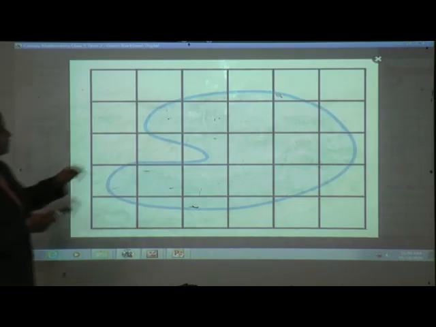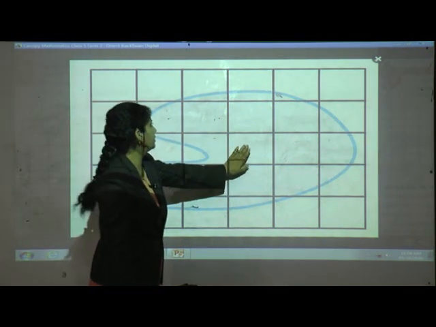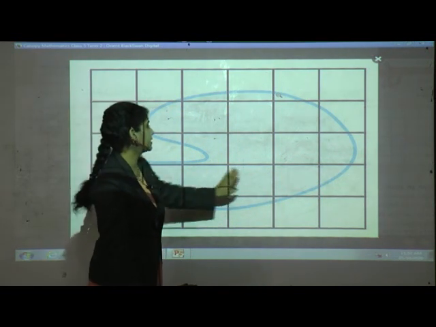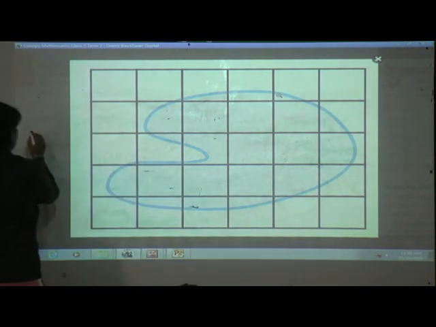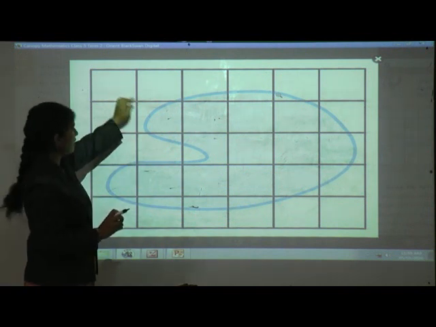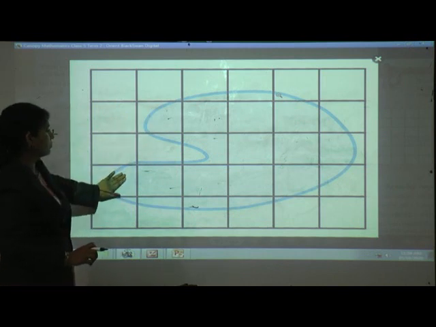See, first we will count full squares. 1, 2, 3, 4, 5, 6, 7. So 7 full squares plus, see, half squares or more than half. 1, 2, again here, yes, 3, 4, 5, 6, 7.